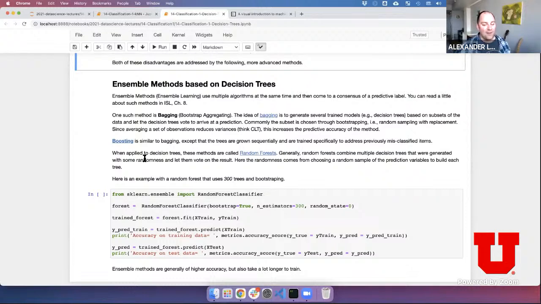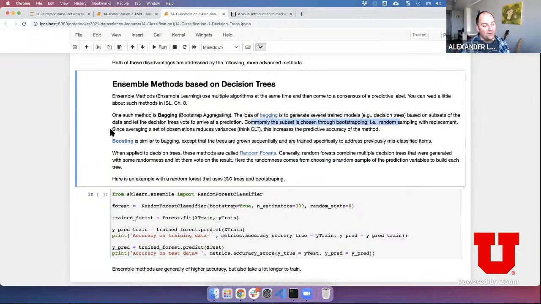There's two very common methods. The one is bagging, bootstrap aggregating. The idea of bagging is to generate several trained models based on subsets of the data. Like you take essentially 60% of the data for tree 1, another 60% that you selected independently for tree 2, another 60% for tree 3. Commonly, the subset is chosen through bootstrapping, so random sampling with replacement.